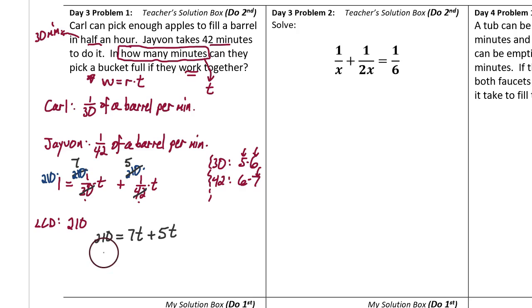Now combine like terms. 210 equals 12t. And divide by 12 on both sides to get t alone. The result is 17.5. T was representing the time in minutes that the boys are picking apples. So we want to include the unit minutes along with our answer.